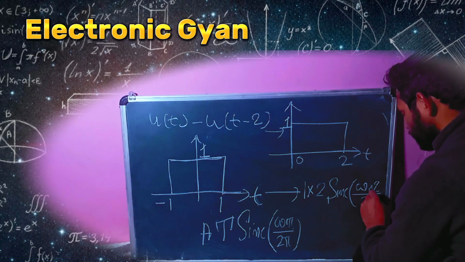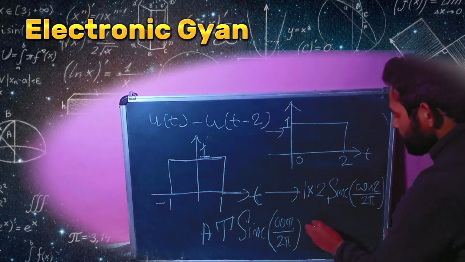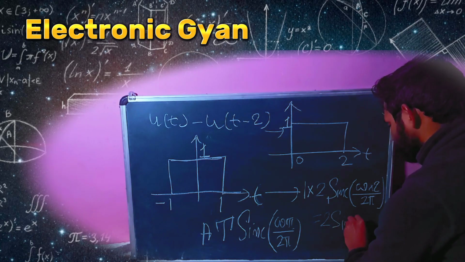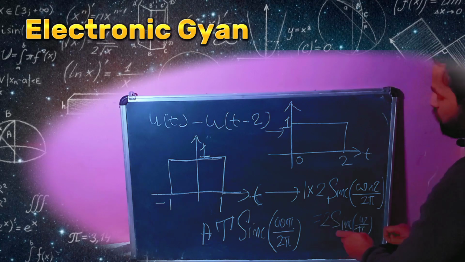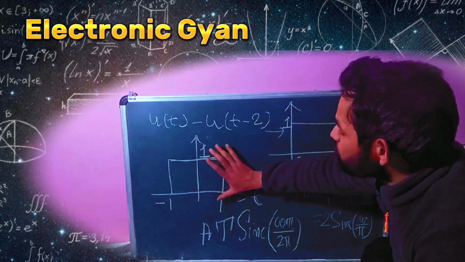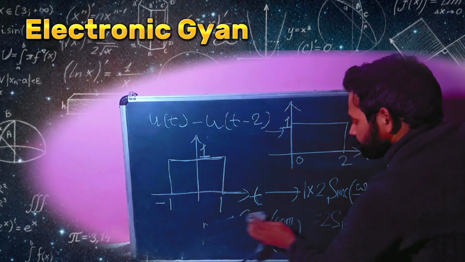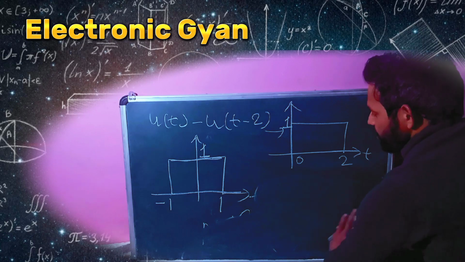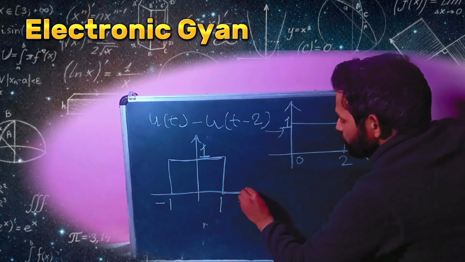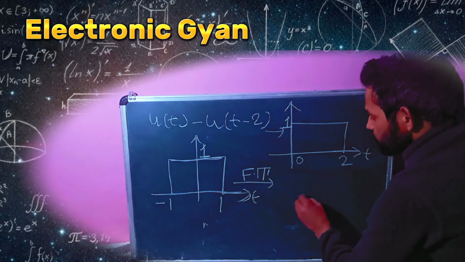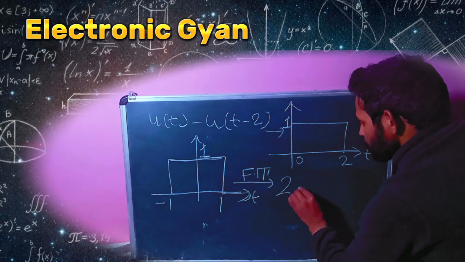You see the 2 gets cancelled, and we get 2 sinc omega by pi. 2 sinc omega by pi is the Fourier transform for this rectangular signal. So in this way we can find the Fourier transform for this signal, which is 2 sinc omega by pi.